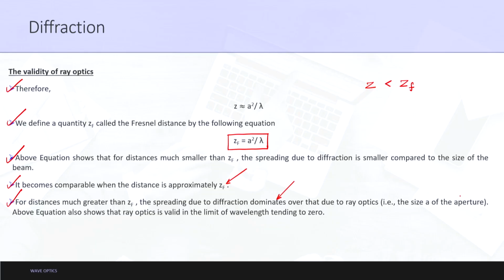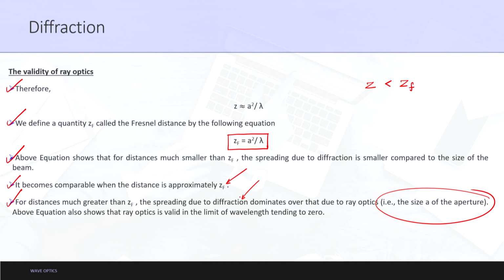Here we assume a value of ZF such that, with A square by lambda, we get a distance at which we get a diffraction pattern. Therefore this is the diffraction pattern talked about here, and hence when the size of the aperture is A, at that point diffraction dominates. Therefore, for wave optics to come into the picture, this is one of the applications of why wave optics came into the picture, and hence we understood the concept of diffraction.